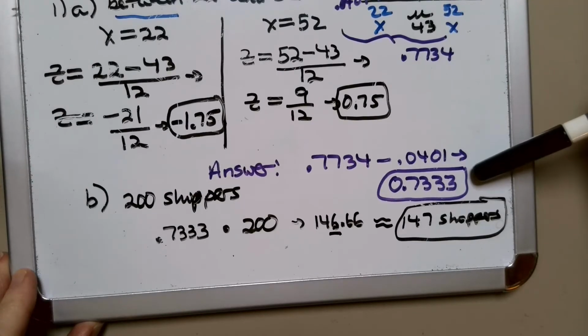of 0.7333. That's the probability that a shopper will enter the store and spend between 22 and 52 minutes. A little more than 73%. Not unlikely, not unusual.